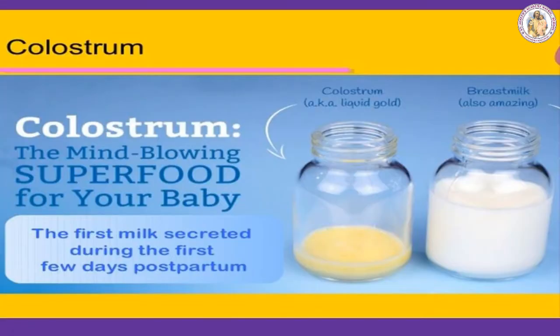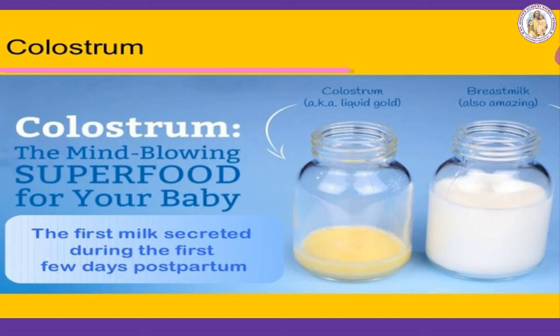Colostrum is the milk produced from the breast during the first 2 to 3 days after childbirth. It contains antibodies and provides immunity to the newborn, which is very essential for the body. So this is very good for the child. It is the first secretion during the first few days after giving birth. So lactation is a very important process.